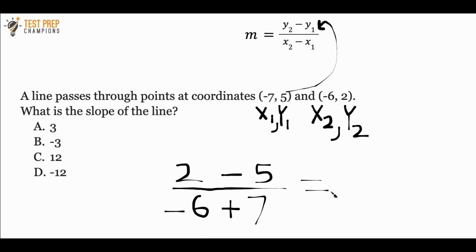Okay, so let's do the math here. What is 2 minus 5? 2 minus 5 is -3. And down here, I have -6 plus 7, and that is +1. So -3 divided by +1 is just -3. So the correct answer here is -3.